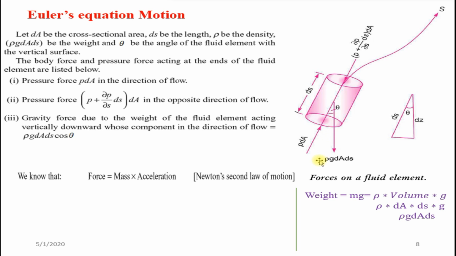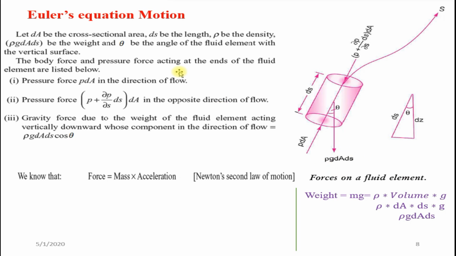So here they have written gravitational force as rho g dA ds. That will be explained here. You see, weight is equal to mass into gravity. What is mass? Density is equal to mass by volume. In that, mass is written as rho into volume, into g as it is. What is volume for this element? Area into this length, dA into ds, and g as it is written. Finally, we will get rho g dA ds. That is written here.